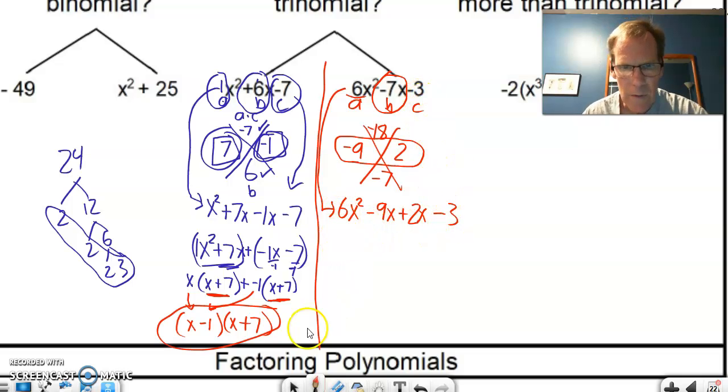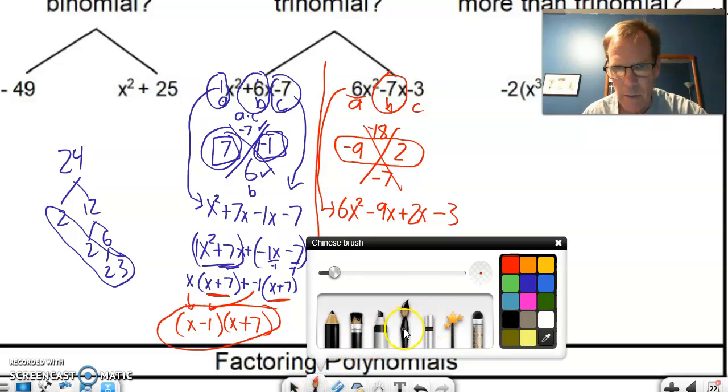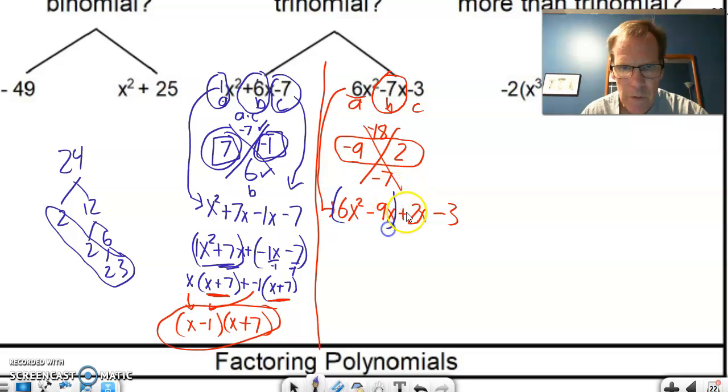Now I'm going to change color real quick, and I'm going to group the first two terms and the last two terms. I'm going to look for a common factor in each set of binomials. So 6x squared minus 9x, well, there's a common factor of an x, but there's also a common factor of 3. So 3x gets factored out, and I divide each term by 3x. 6x squared divided by 3x is 2x. Negative 9x divided by 3x is minus 3.